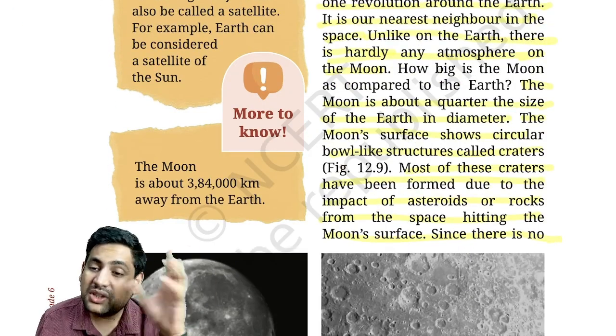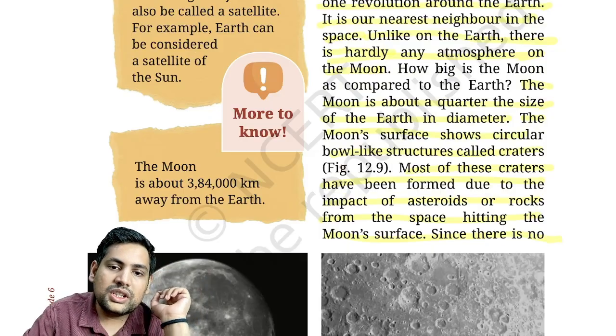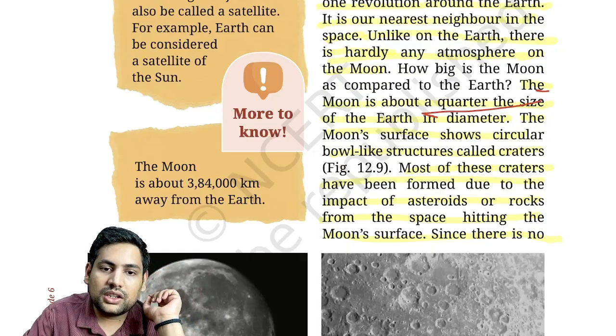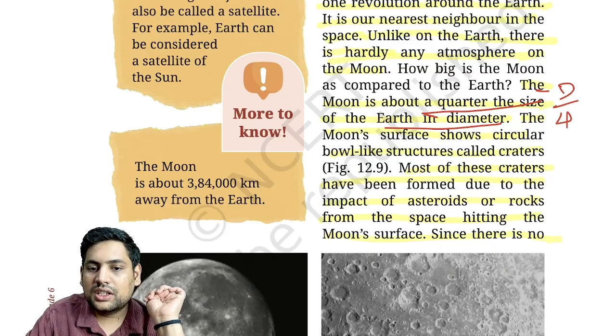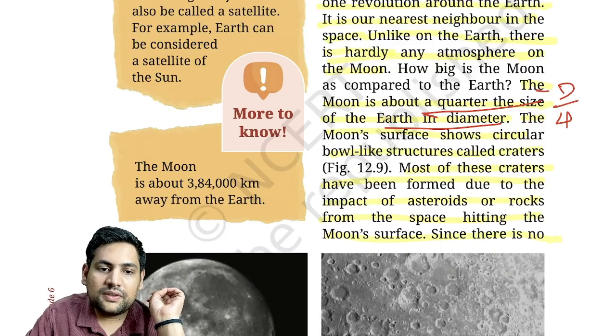Now, how big is the moon? The sun was 100 times the Earth. Now the moon is about a quarter of the size of the Earth in diameter. So if this is the diameter of Earth, this is the diameter divided by 4. The moon's surface shows circular bowl-like structures called craters. These are craters like this.